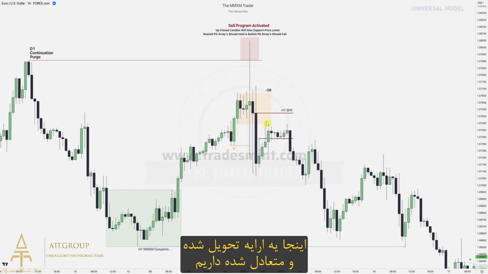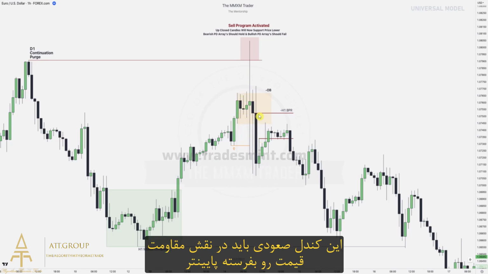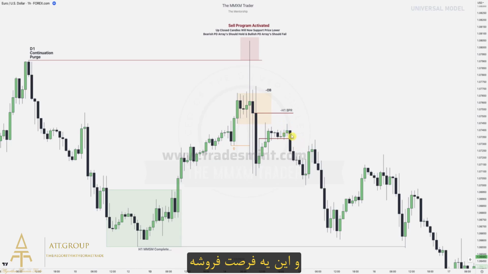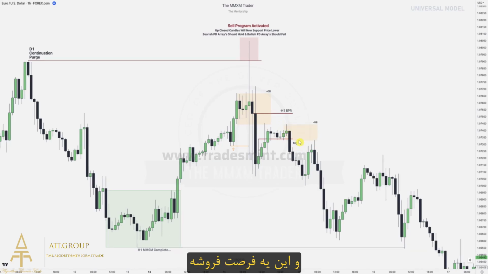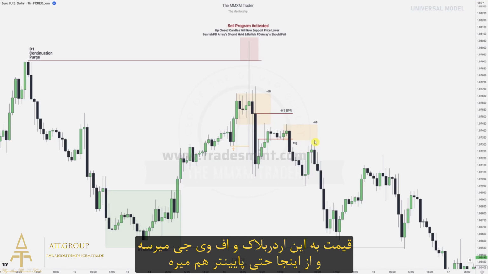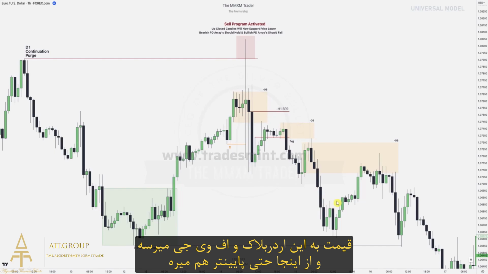So over here we've got this BPR, right? This redelivered rebalance PD array once again. This up close candle should support price lower, which it does, right? We hit it over here. This BPR is being respected, and that is an opportunity to get in on a sell trade. Another set of up close candles over here. This is a bearish order block once again with a fair value gap, so making it even higher probability, right? We tap that order block slash fair value gap combination over here, and we start to decline even further.